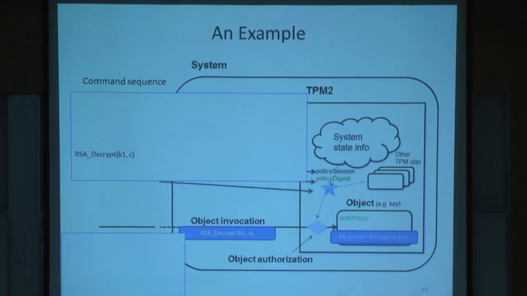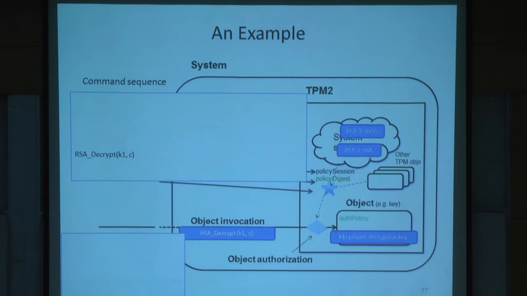So let's say that the policy that we want to enforce is that this should succeed if PCR1 has a certain value and PCR2 has a certain value. This is what we saw in TPM 1.2, right? And the way you would now embed this into this policy session is to use policy commands that would bring the system state values into this policy digest.